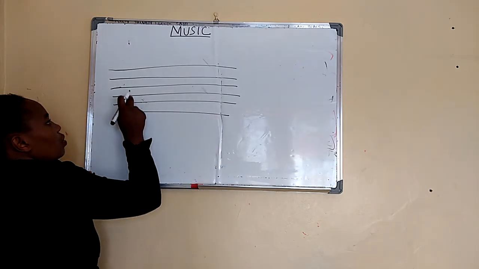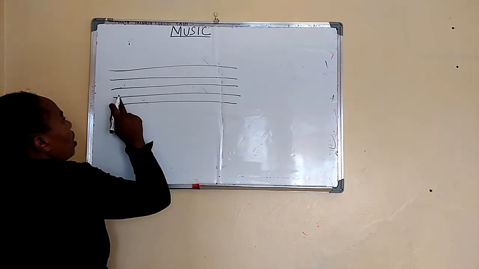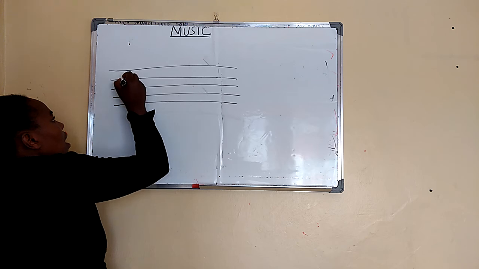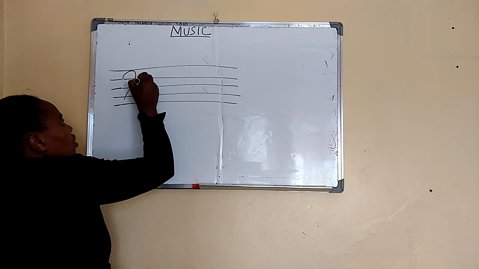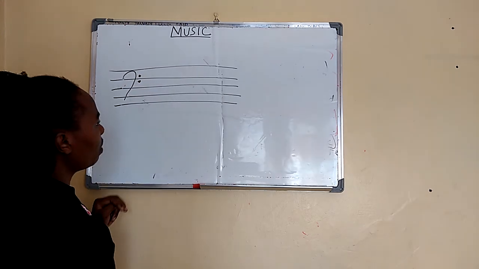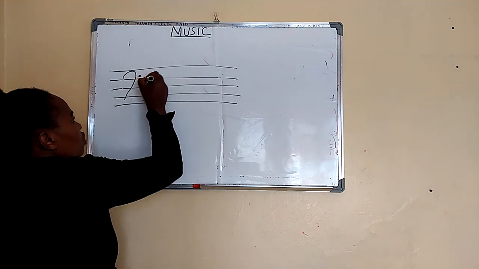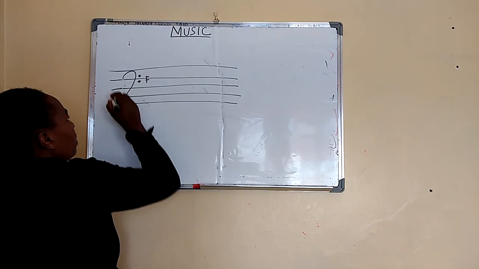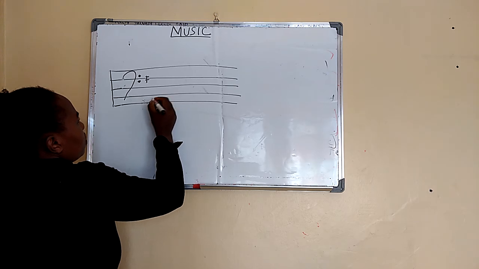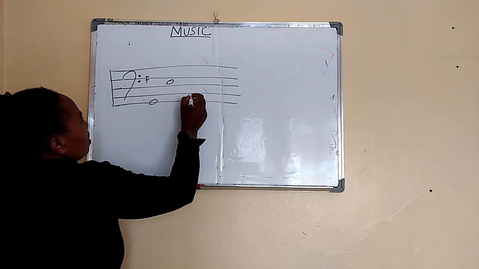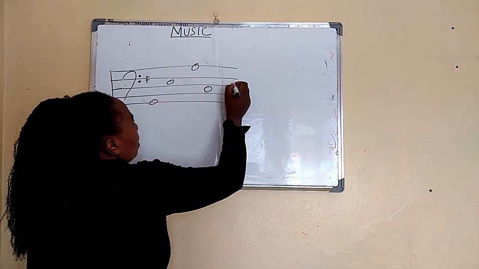So you ensure you have 1, 2, 3, 4, 5 lines. And then on the 4th line, you start with a dot, you go round, then you slant a bit, and then you put 2 dots there. You ensure that in between these 2 dots, you have your F. So if for example you have notes here, there's one here, there's another one there, another one here, another one here, maybe another one there.